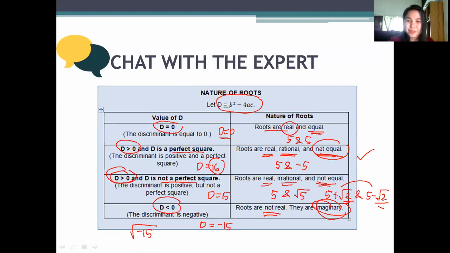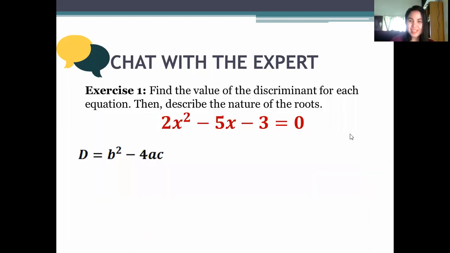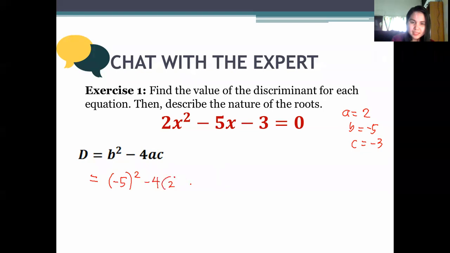Let's try an example. Ready? Here. First, we need to identify the values of A, B, and C. So our A is 2, our B is -5, our C is -3. Next, let's substitute it to our formula. B squared minus 4AC. That's -5 squared minus 4AC.